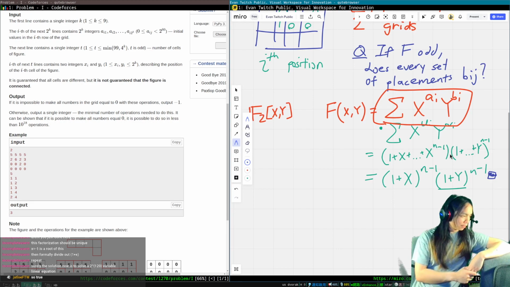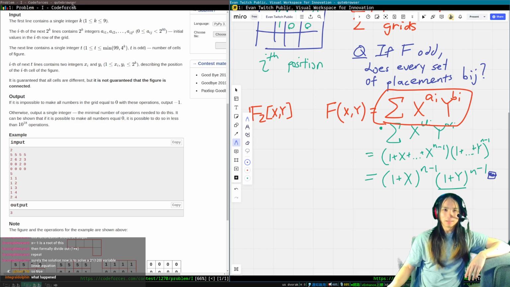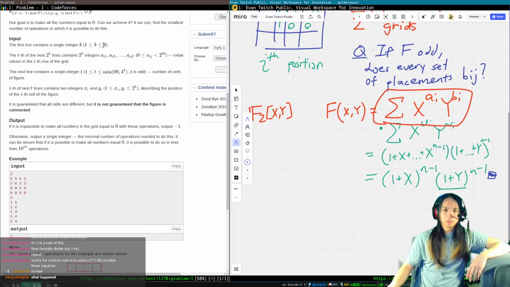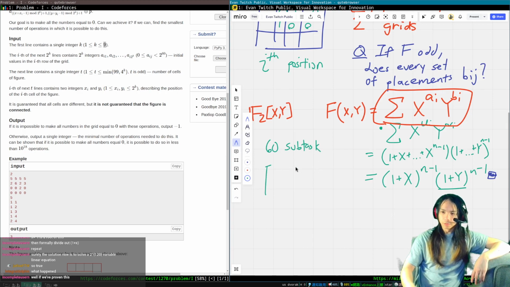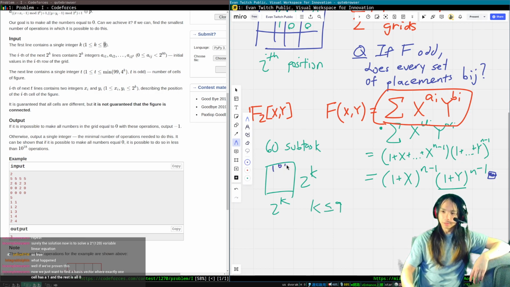Yeah, but the problem is the two... It's not that many variables, right? No. Okay, the grid size is up to 9. Not grid size, the power in the grid size. So I need to solve 60 subtasks. Each subtask is a 2 to the k by 2 to the k grid, where k is at most 9. There's a given shape f, and there's some 1s and 0s. The 60 subtasks have the same f.